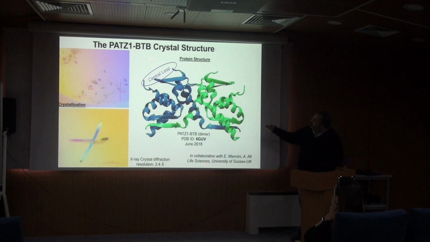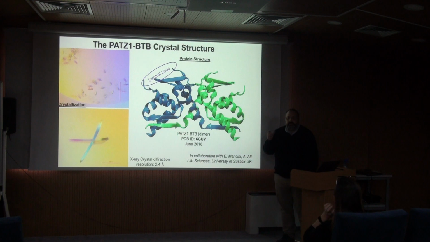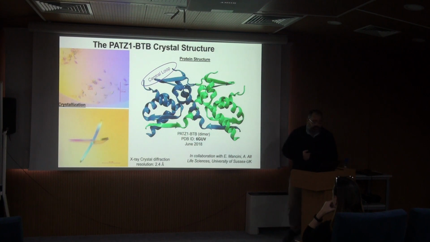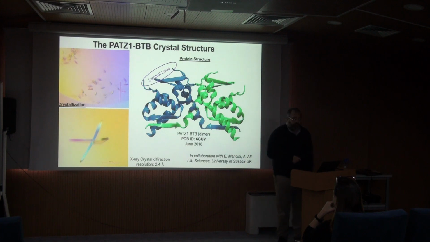Unfortunately, there's this central loop that's missing in the crystal structure, most likely because this region is flexible in the crystal, and those amino acids don't really diffract to a good enough resolution, so we can't identify them. And unfortunately, that's the region that's unique to PATS1, as opposed to all the other 49 family members. So what we were interested in, we couldn't really find yet.